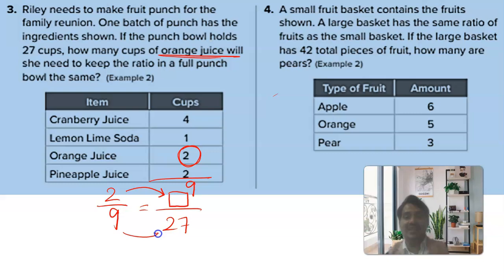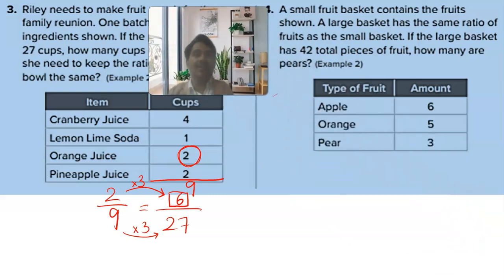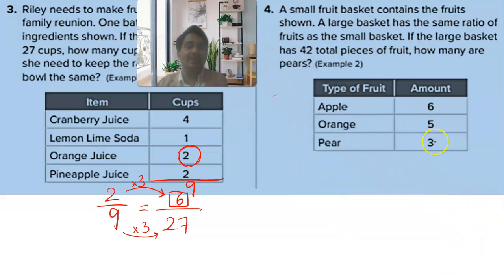So basically, you see 9 times 3. We have done this question before. 9 times 3 is 27. So 2 times 3 would be 6. So out of the 27 cups, a total of 6 cups of orange juice is required. Similarly, here you see the total. The total is 11 and 4, 14.